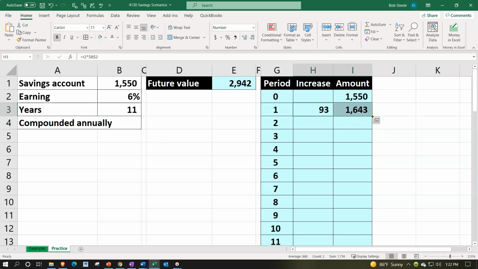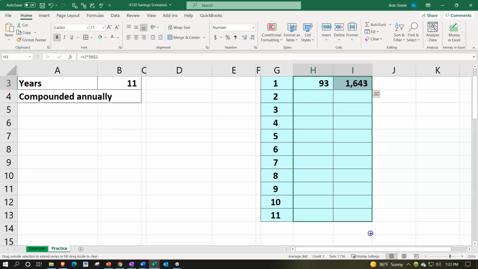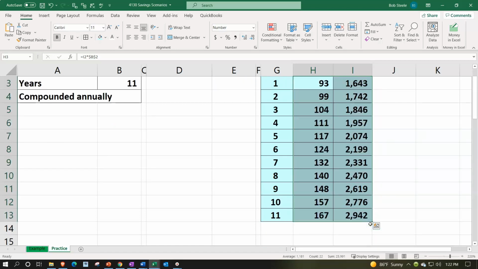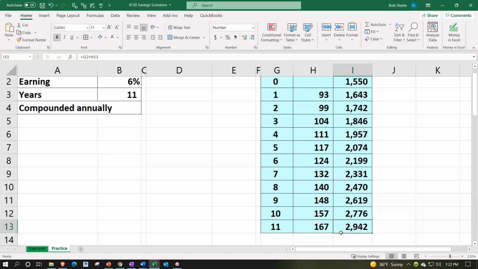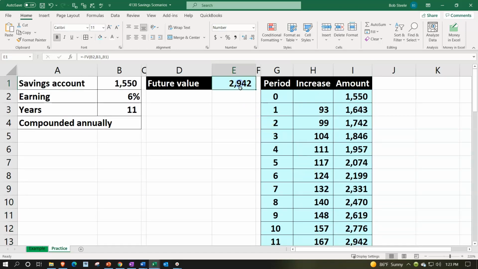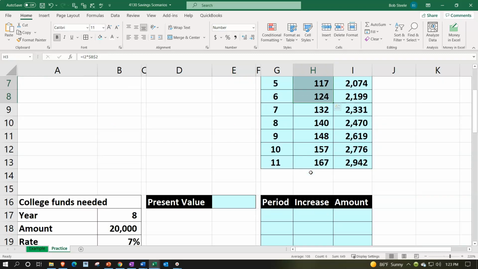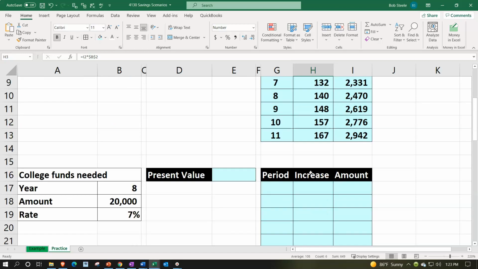There's the fill handle, grabbing it by left-clicking on it, and then dragging down, holding the left click down to the 11 periods, and letting go. It does the calculation and auto-fills, and the bottom line number is the 2,942, equaling the 2,942 that we came to up top. We can see how the increases grow over time due to the compounding on an annual basis.